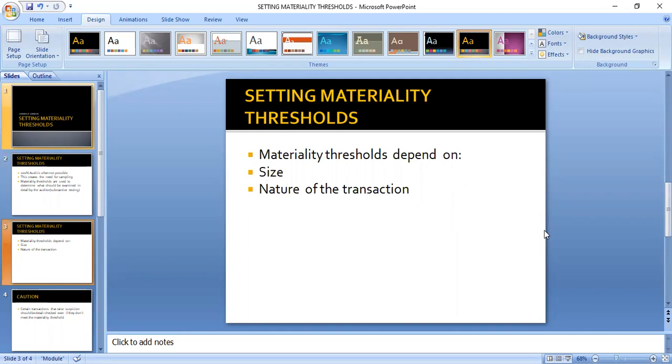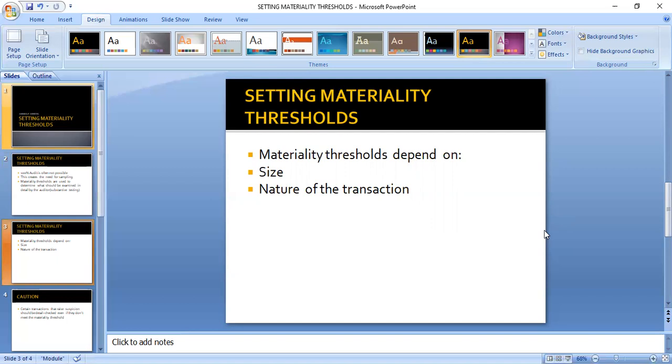For example, what is material to a microfinance bank might not be material to a commercial bank. What is material to a commercial bank might not be material to an oil and gas company like maybe Chevron or Shell. So it actually varies from industry to industry, from sector to sector, from company to company. So you cannot just use one materiality threshold across all organizations.